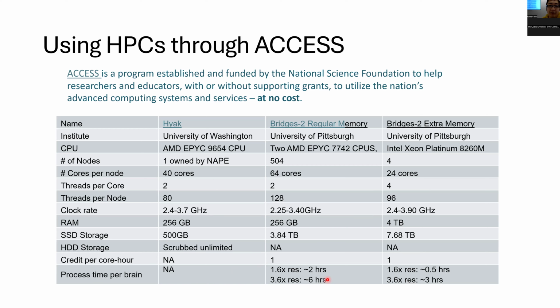My rough estimate is that you can process a 1.6x resolution mouse brain in the regular memory within 1 hour or 2 hours. 3.6x will take longer. In extreme memory, it will be less than an hour, like 30 minutes to an hour-ish. And then again, you can parallel process that. So I processed 12 brains in half a day or something like that.